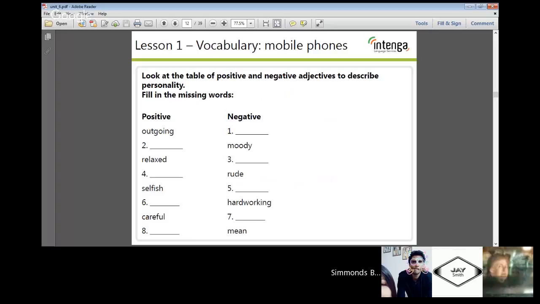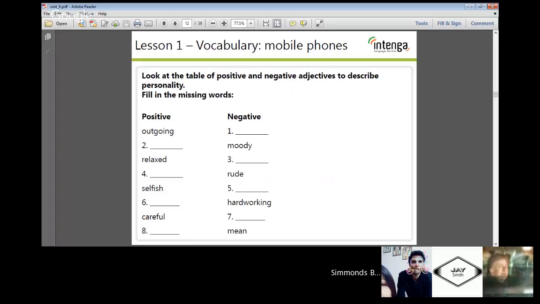So generous, mean, relaxed, irritable, polite, rude, cheerful. Can't remember the last one, moody. 3, 4, 5, 6, 7, 8. I think that's it. So good. Okay, so we have column. We have outgoing, relaxed, selfish, and careful.